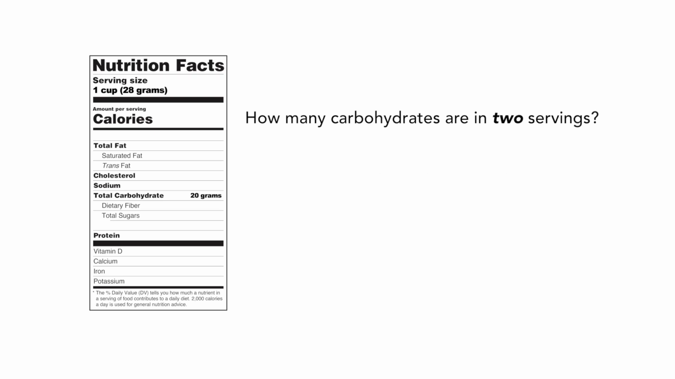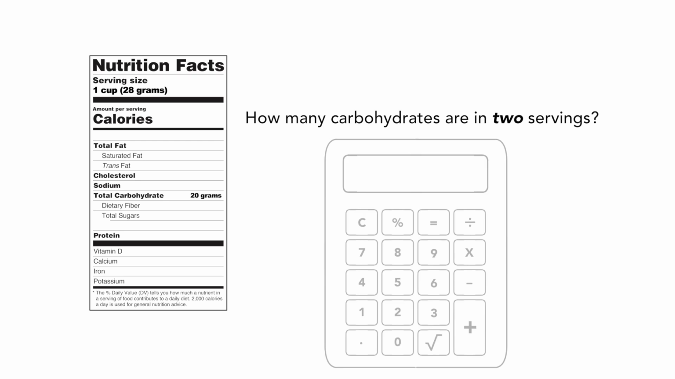Now, let's say your child eats 2 servings. How many grams of carbohydrates would that be? You can use your calculator if you want. If you said 40 grams, you are correct because 20 plus 20 equals 40.